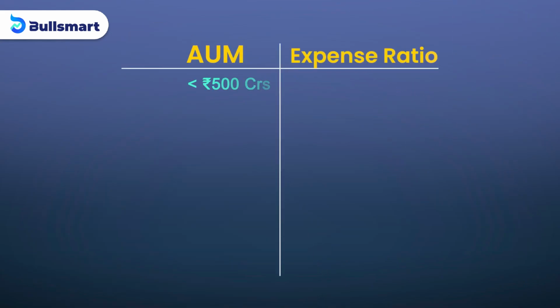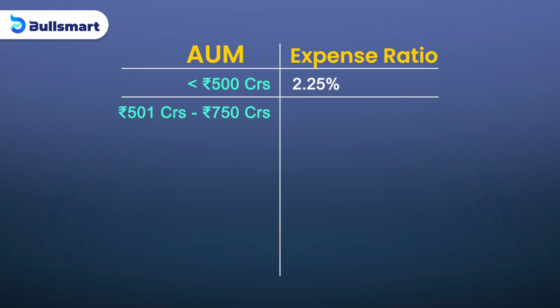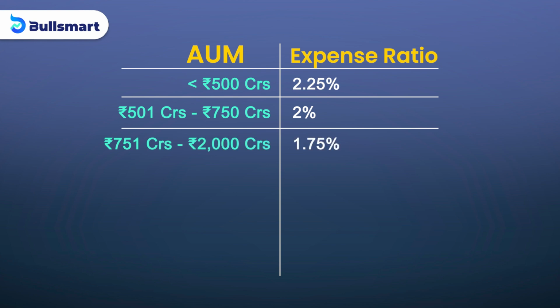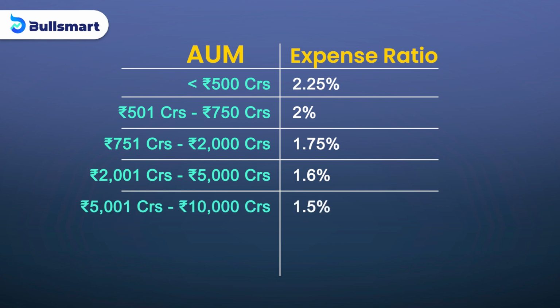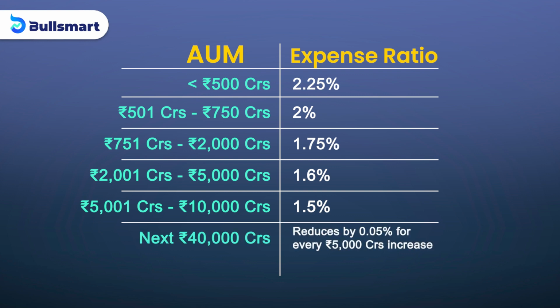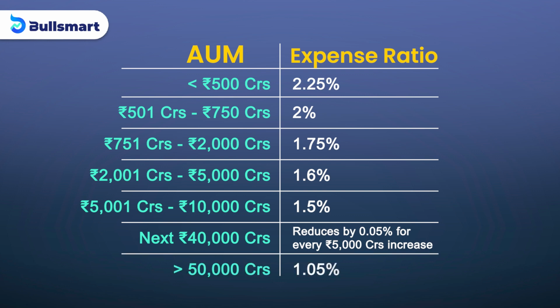Mutual funds with AUM of less than 500 crore can have a maximum of 2.25% expense ratio. The limit for AUM from 501 to 750 crore is 2%, 751 to 2000 crore is 1.75%, 2001 to 5000 crore is 1.6%, 5001 to 10,000 crore is 1.5%, and beyond that it keeps reducing by 0.05% for every 5000 crore increase. For funds with AUM of more than 50,000 crore, the maximum expense ratio is 1.05%.